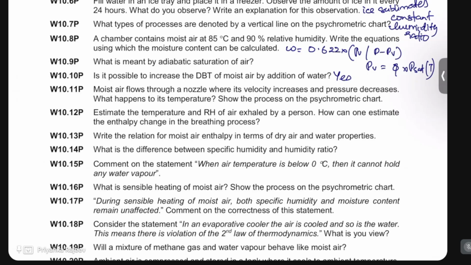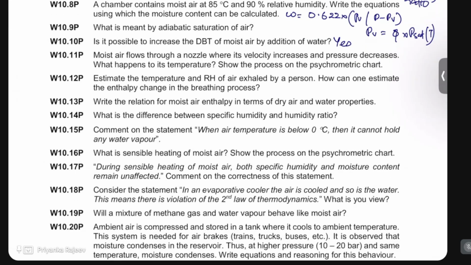Then next one, estimate the temperature and RH of air exhaled by a person. How can one estimate the enthalpy change in the breathing process? So exhaled air temperature will be like our human body temperature with high RH, around 100 percent relative humidity. So enthalpy change will be from the temperature difference between inhaled room air and exhaled body air. Okay, so body temperature to room temperature, that will be the enthalpy variation.